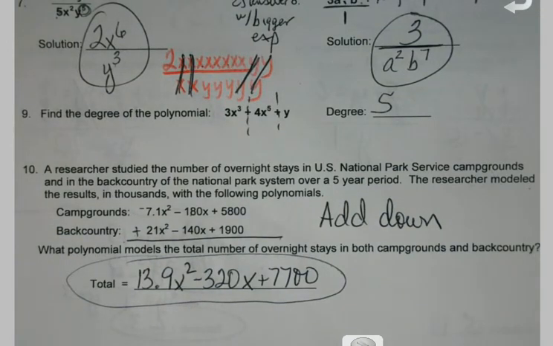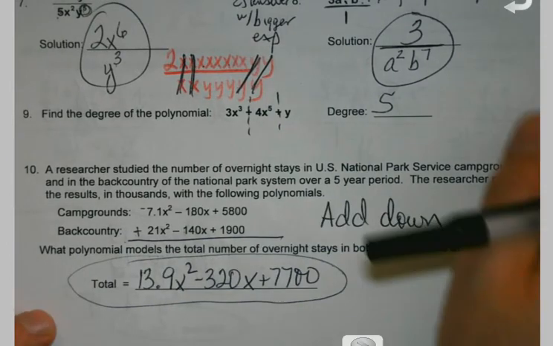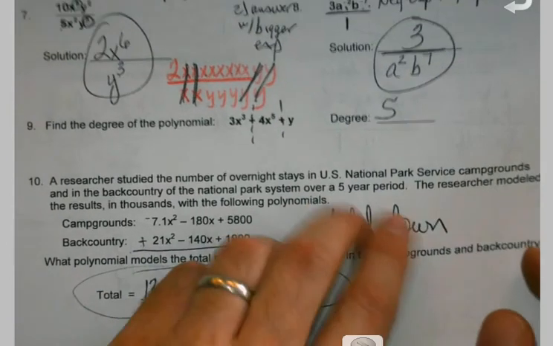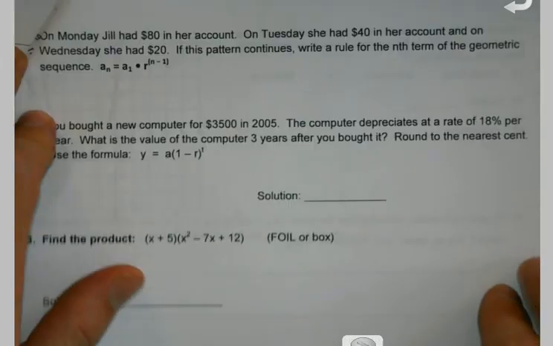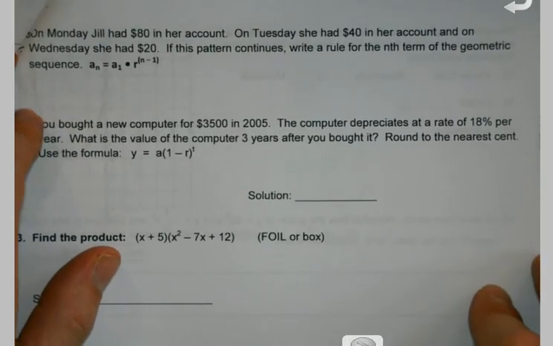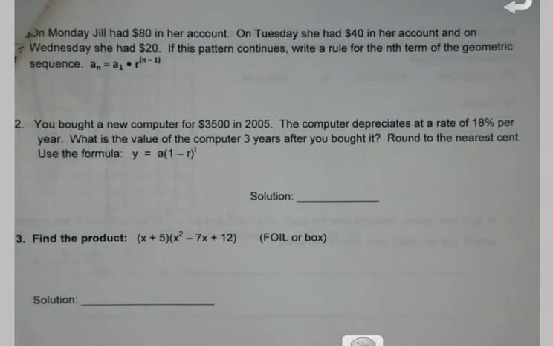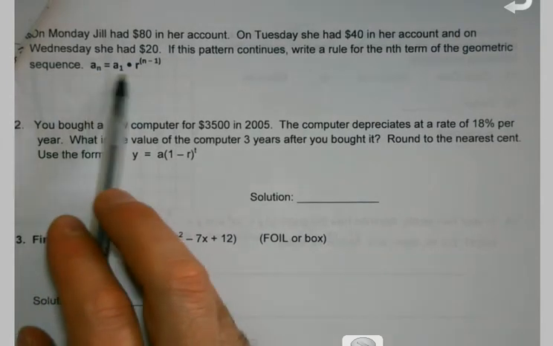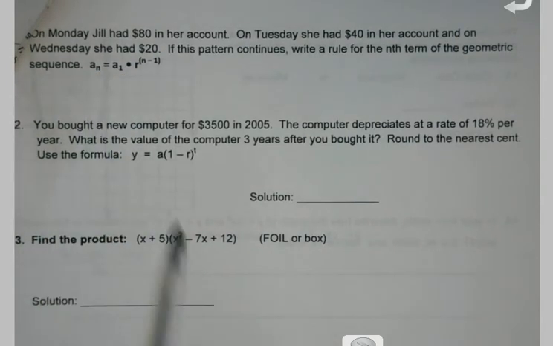Okay. So if you see something that looks crazy and huge like that, just add down. Just combine like terms. Okay. Keep life simple. Simple is good in so many ways. Unfortunately, sometimes, and especially on the short answer, they just show up. But here's the nice thing with the word problems. You're always given the formula that you're supposed to use to plug the numbers into.